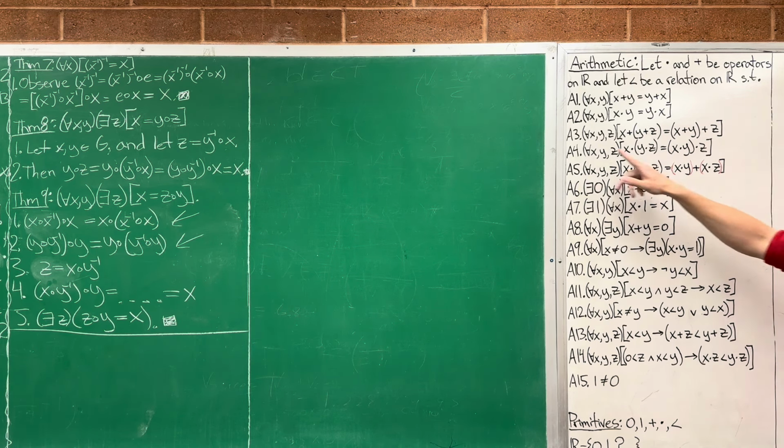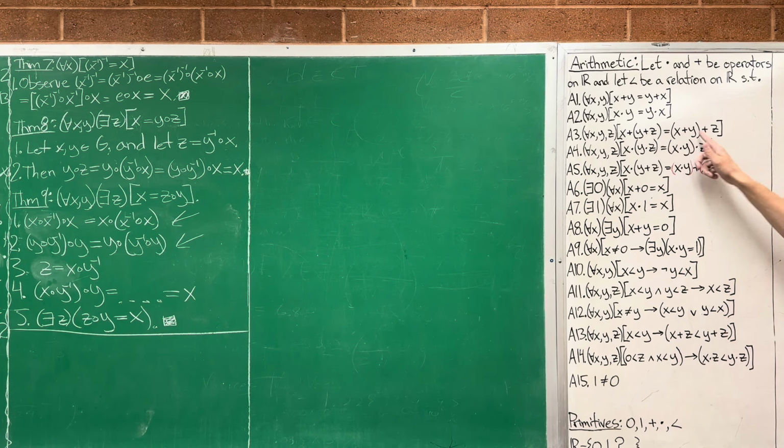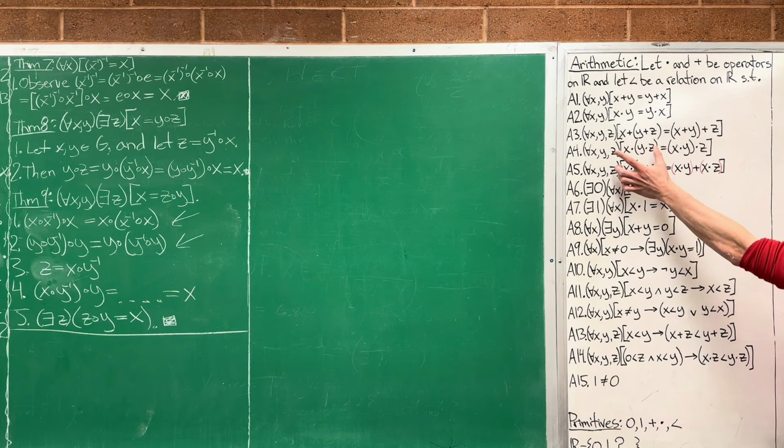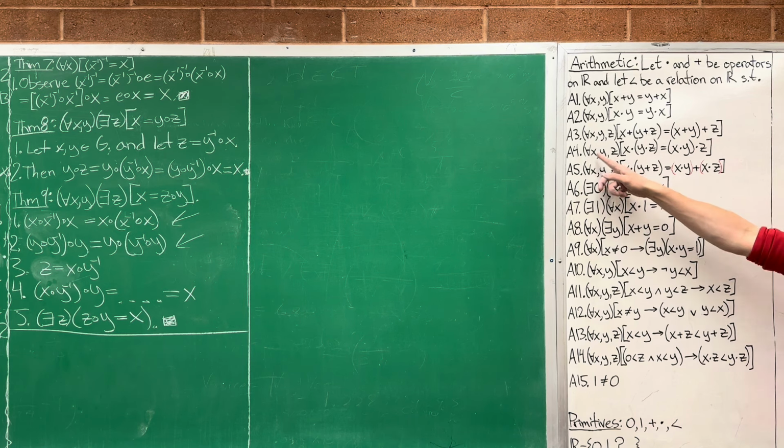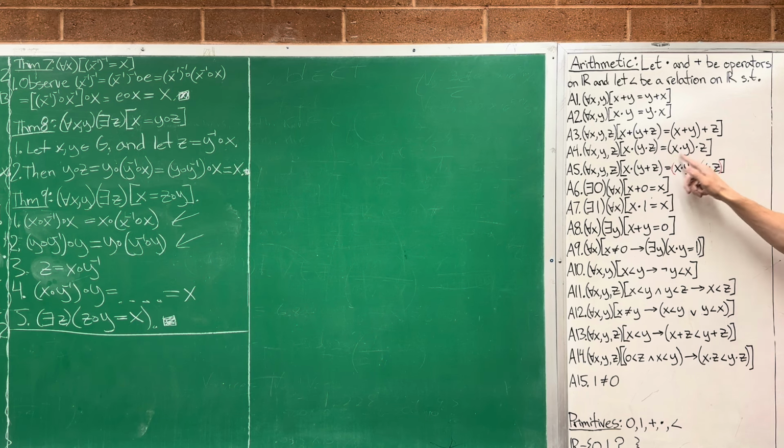Associativity for addition. For all x, y, and z, x plus (y plus z) is the same thing as (x plus y), and then plus your z. So adding those together and then adding with that is the same thing as adding those together and adding with that. Next one says that multiplication is associative. So x times (y times z) is the same thing as (x times y) times z.